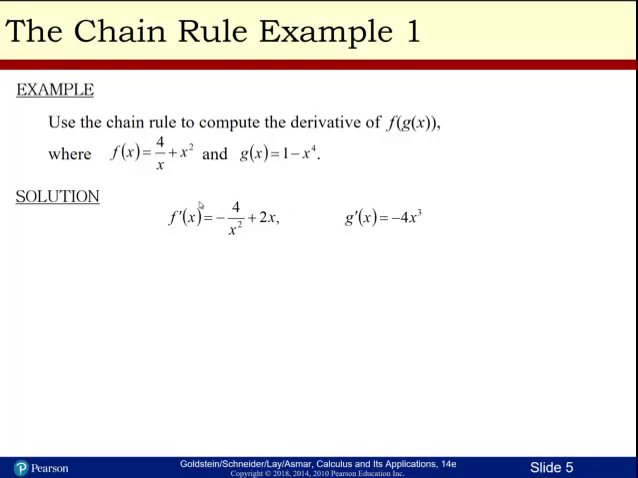So I will take my f prime here, and wherever there is an x, I'm going to replace it with this g of x right there. So let's look at that. F prime of g of x, notice it's negative 4 over, wherever there was an x, I now just insert this g, so it's 1 minus x to the fourth all squared, plus 2 times what was once an x is now a g, so I'm going to write in that g. That is 1 minus x to the fourth.